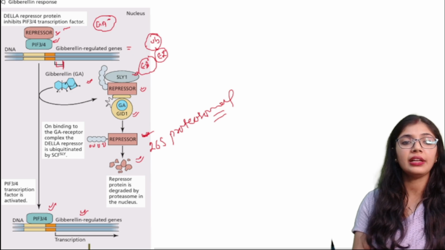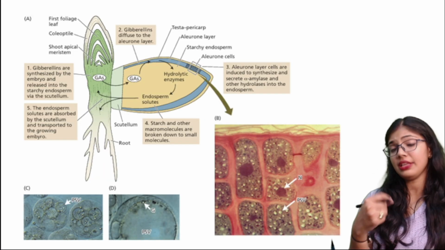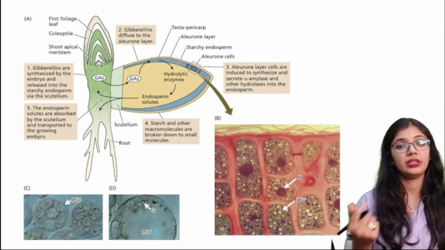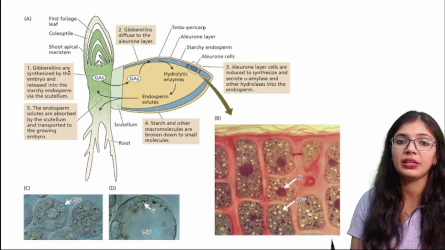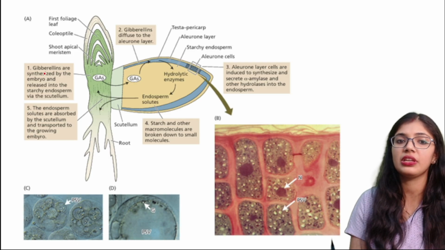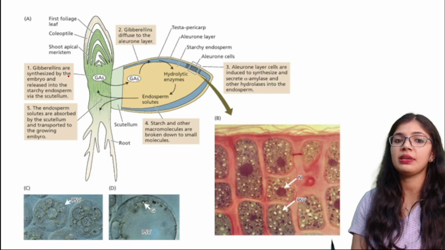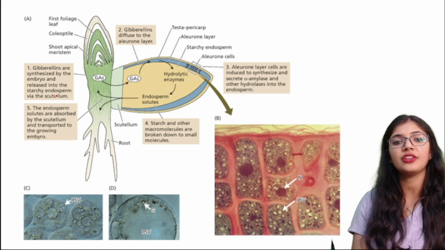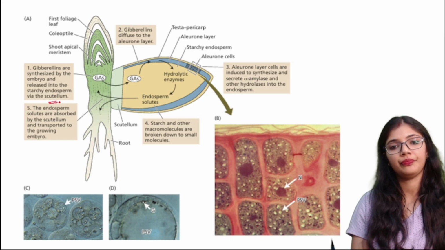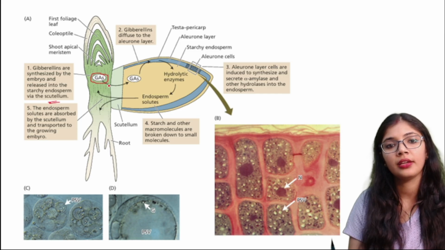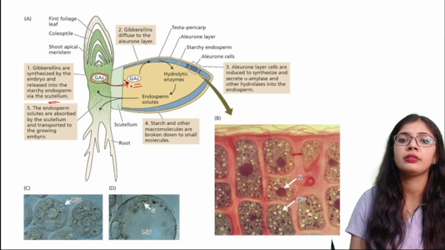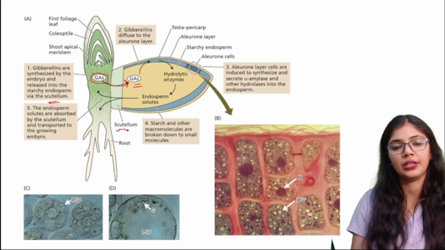Okay, so now let us understand why the requirement of gibberellic acid is needed in the plant. This is the embryo, where the gibberellic acid is synthesized. It has been written that gibberellins are synthesized by the embryo and released into the starchy endosperm by the scutellum. So it is transferred into the endosperm through the scutellum.